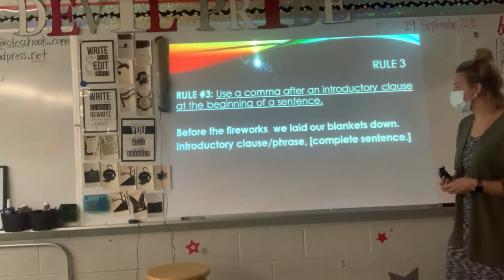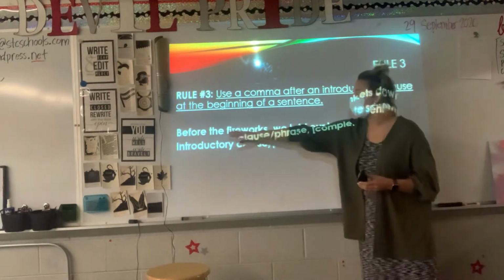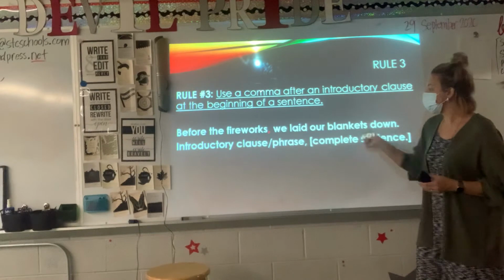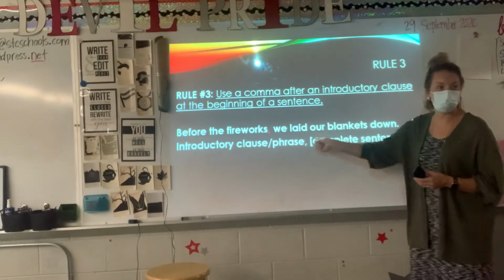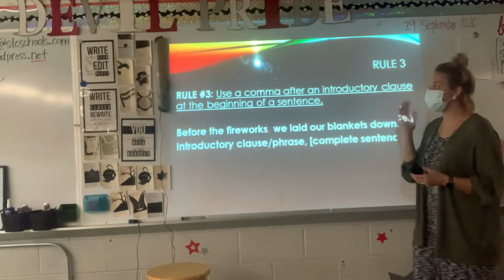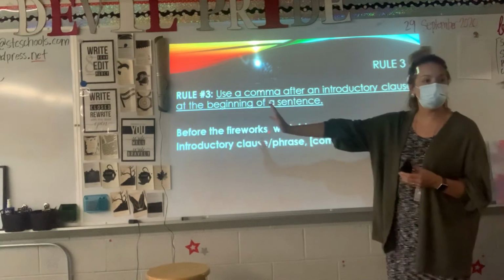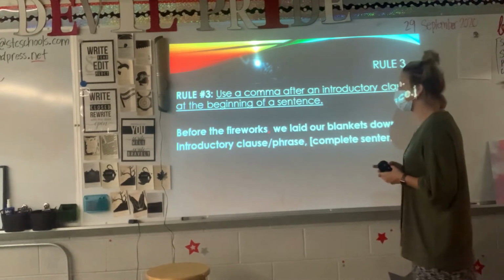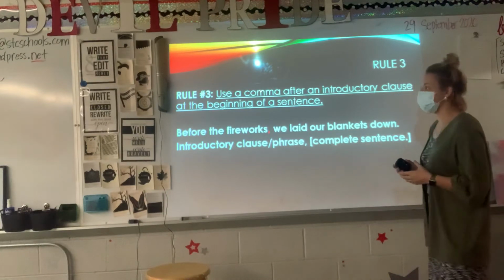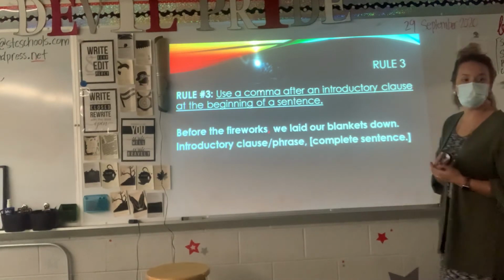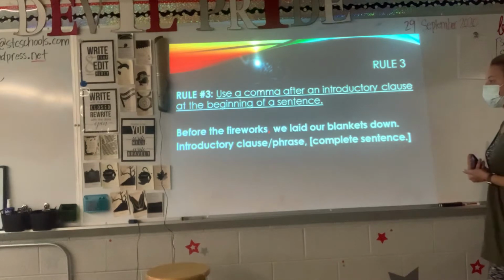Before the fireworks, we laid our blankets down. If we take that away, we're still left with our independent clause, our main sentence. So this is an easy one to figure out whether or not you need a comma, because if you take it away, you are left with a complete thought. So go ahead for rule number three, come up with your own example, and practice that one.